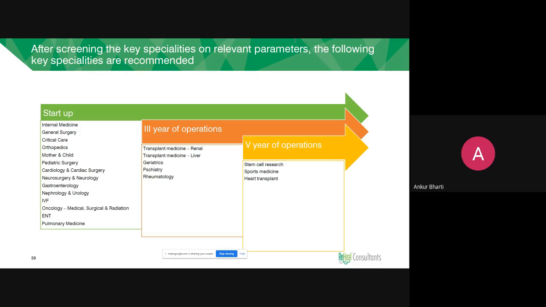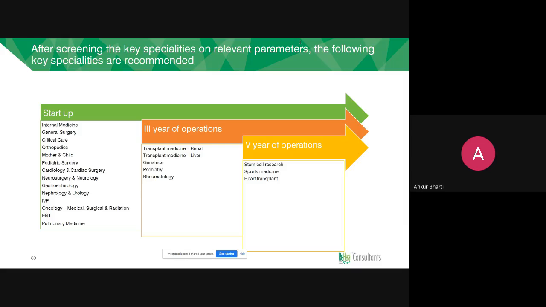So rather than block your capital in these departments initially, one should always open these departments only by the time the hospital occupancy reaches a certain level. So based on analysis of the local population and the other hospitals operating there and their occupancy cycle, we reached the conclusion that the third year should be when we start these super specialty departments.